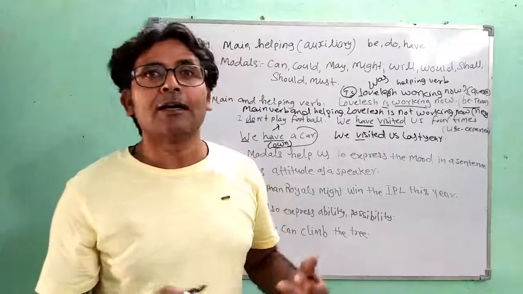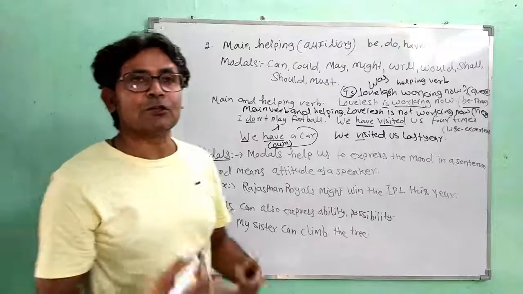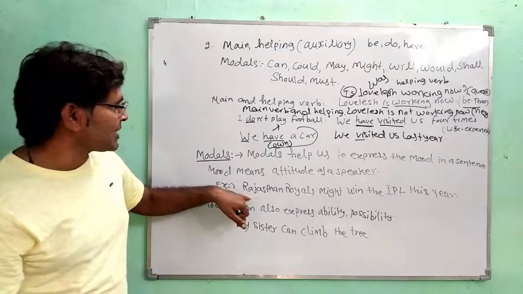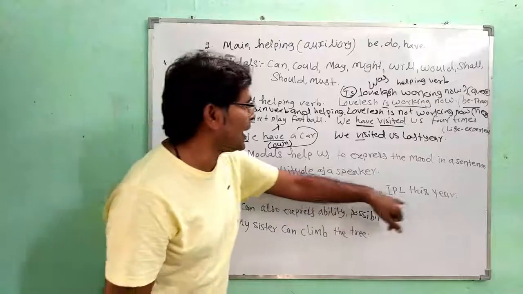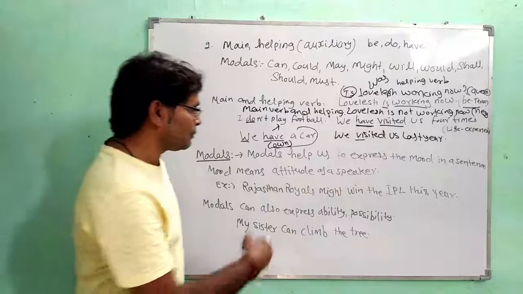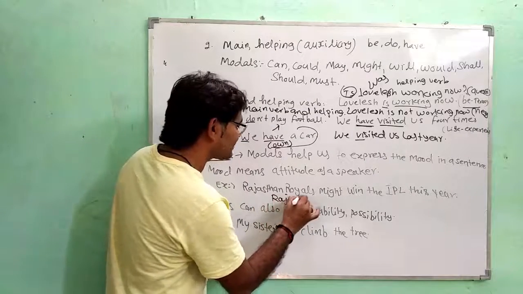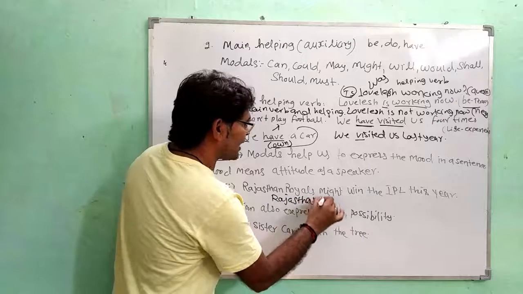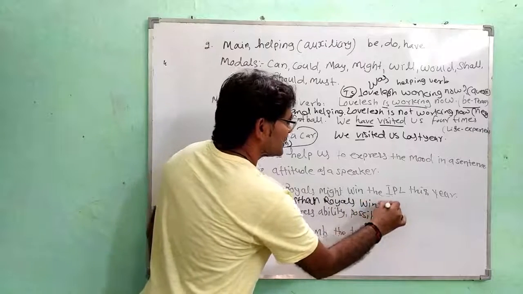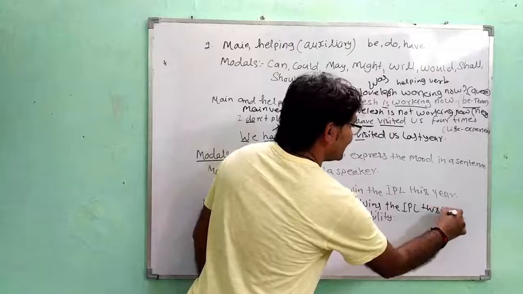So these are the types of moods in a sentence. To show that, we use modal verbs with the main verb. Example: Rajasthan Royals might win the IPL this year. If we write this sentence like this: Rajasthan Royals wins the IPL this year.